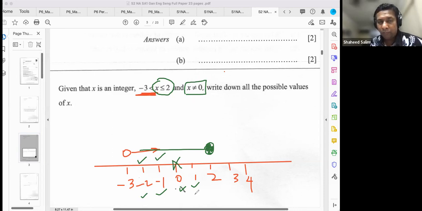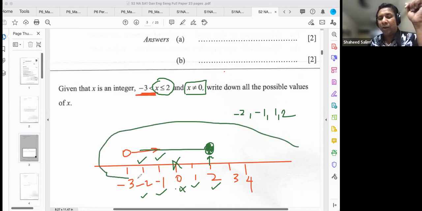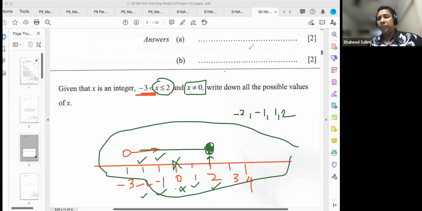It can be 1. It can also be 2. Because we shaded this, you must write 4 answers: negative 2, negative 1, 1, and 2. Are we okay? This number line will help you to see what the points are. If you're still a little bit blur, you use the number line. Can?